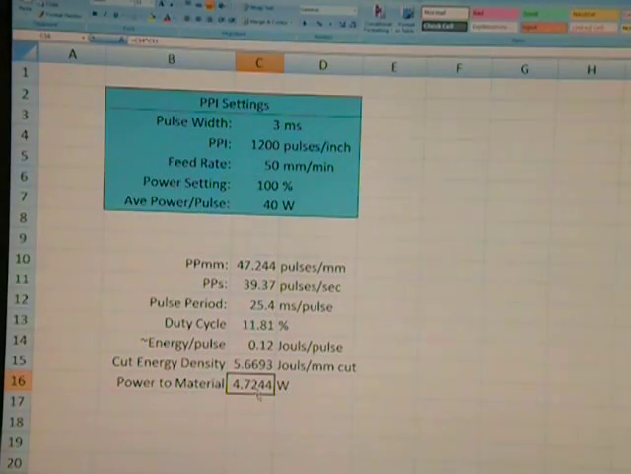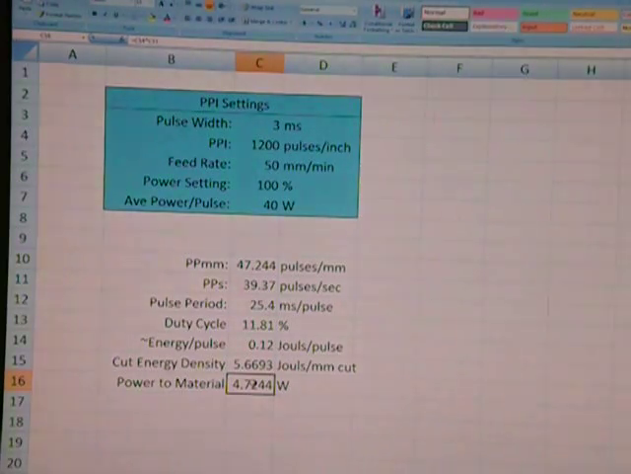So the more power that you put into the material, the higher the temperature is going to be on either side of the cut. And the thermal conductivity of the material determines the rate at which that energy can be dissipated away from the cut. Okay? So this is a big quality determining factor in the kind of cut you get.